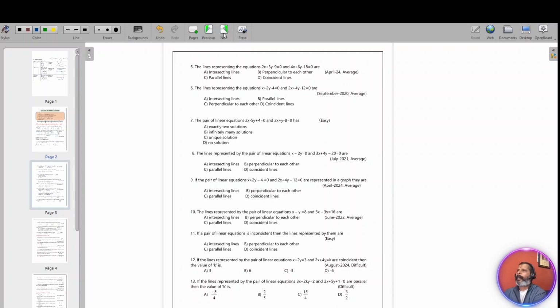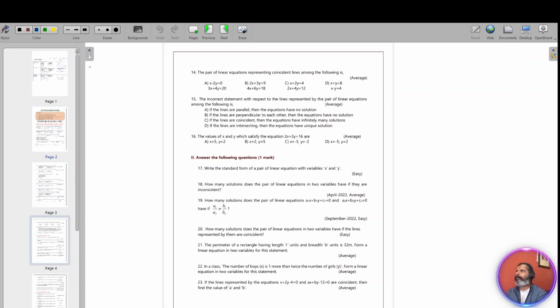13th is over. 14th one. Pair of equations coincident. Coincident means all ratios should be equal. Let's check out. 1 by 3, 2 by 4 means 1 by 2. Not this one. 1 by 2, then 2 by 4 is 1 by 2, 3 by 6 is 1 by 2, 9 by 18 is 1 by 2. Yes, this is the answer. Because we know for coincident lines you write A1 by A2 equal to B1 by B2 equal to C1 by C2. That condition you have to write, and then apply. So you will recollect and apply.